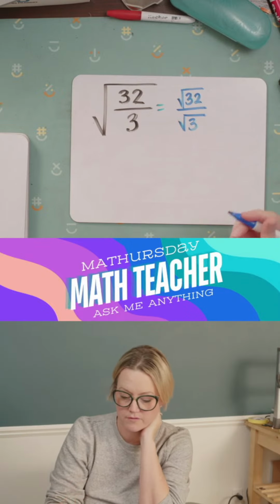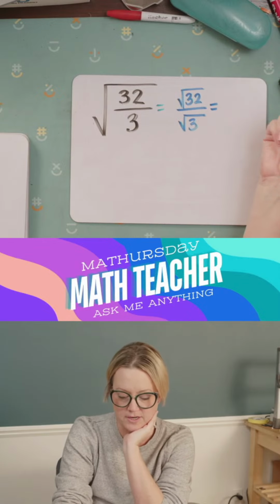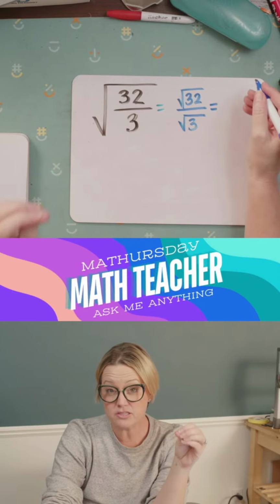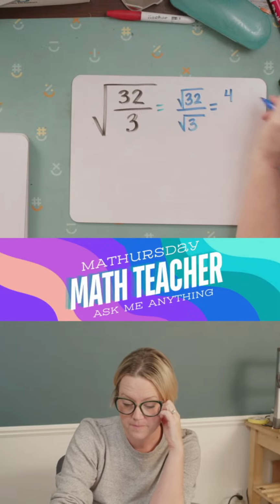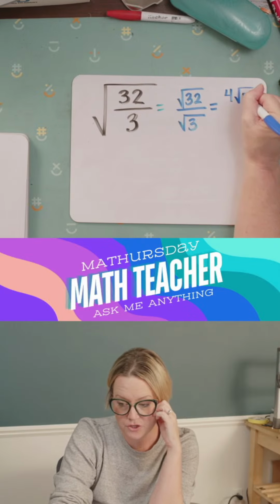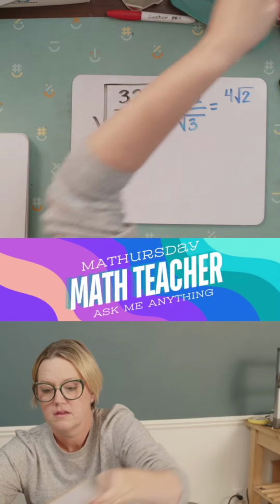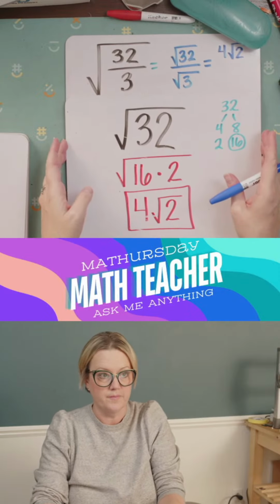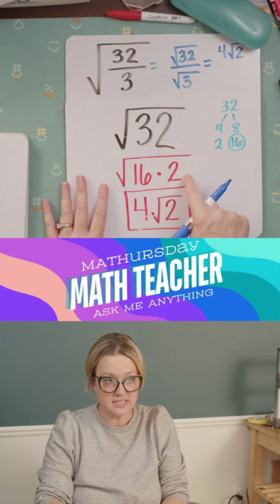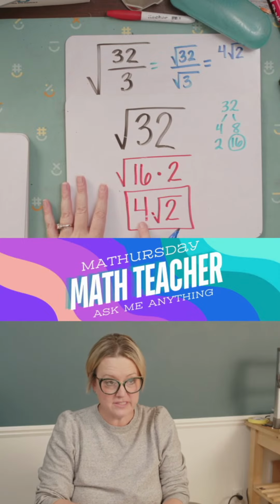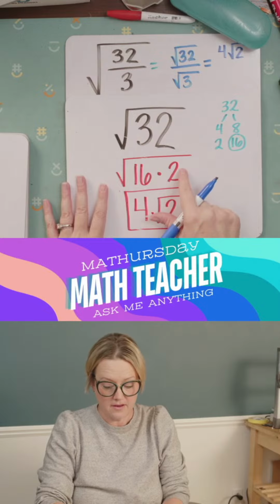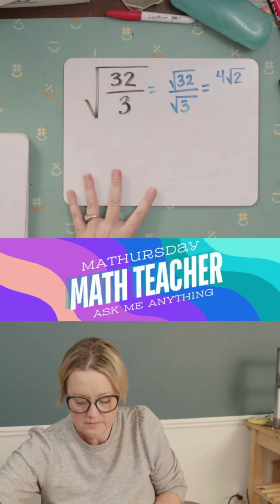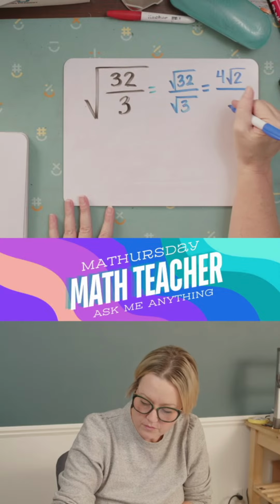So we've got square root 32 over square root of 3. Square root of 32 is the square root of 16 times 2. I can take the square root of 16 and that becomes 4. But I can't take the square root of 2, so that stays as root 2. Again, here's a breakdown of how I get from square root 32 to 4 root 2: 32 is 16 times 2, I can take the square root of 16, it becomes 4, and the square root of 2 can't come out, so it stays under the root. Over root 3.